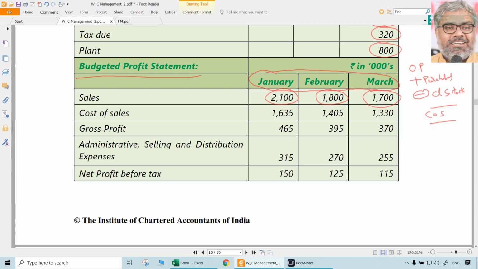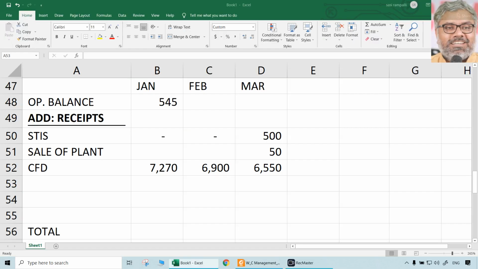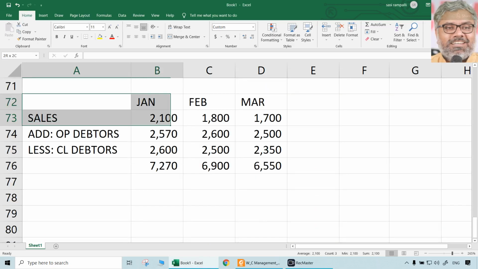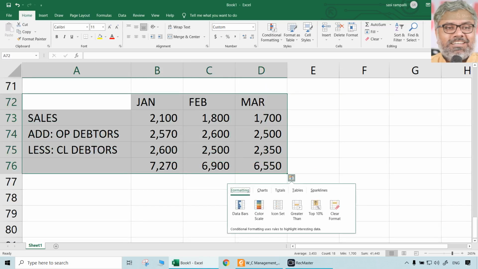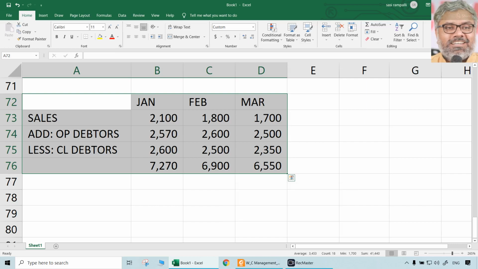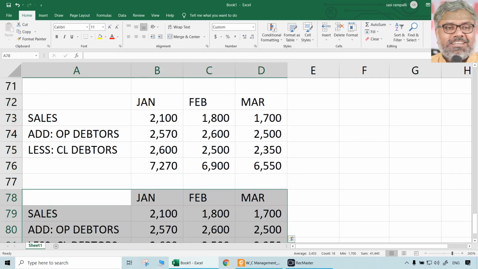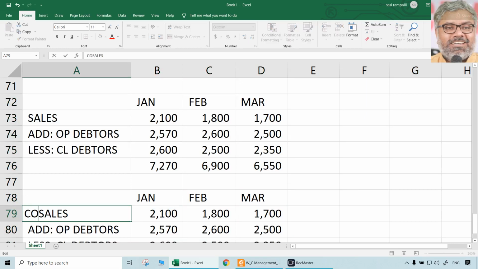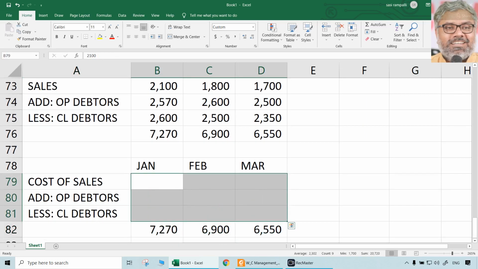But what we want is purchases. Purchases is not given. Purchases has to be found out. How to get purchases? Naturally, it should be taken as cost of sales plus closing stock minus opening stock. That's it. So cost of sales plus closing stock minus opening stock will give us purchases. Same way, prepare another working note. Instead of sales, it is cost of sales. Of course, all the amounts will be different.